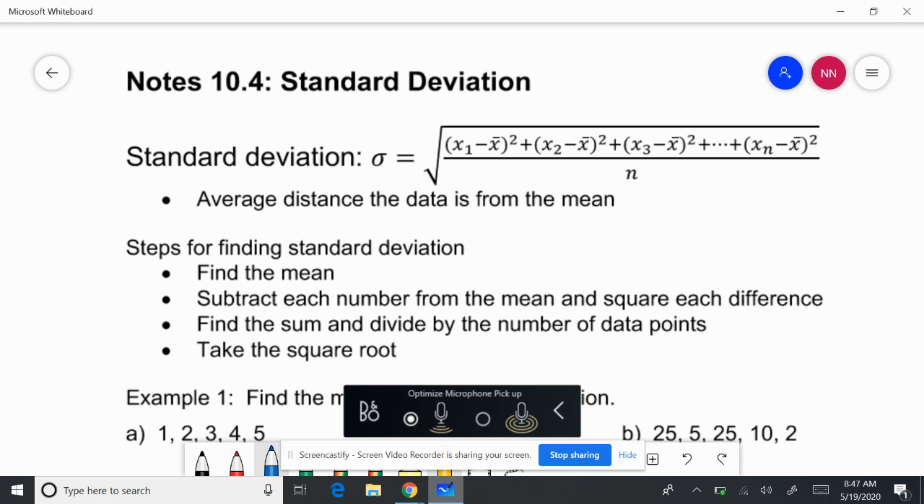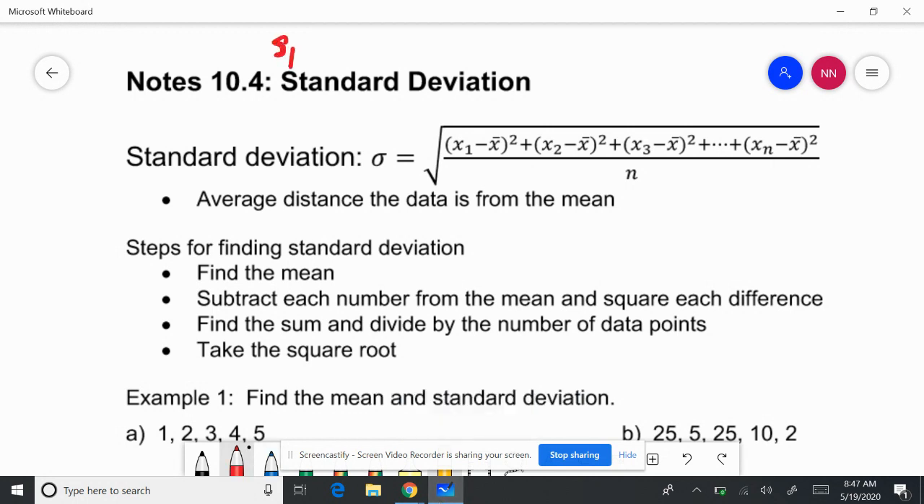What we're going to do is look at the standard deviation. The standard deviation is a type of spread. So we've learned about one spread, and that would be the range. And now we're going to look at another spread, which is the standard deviation.